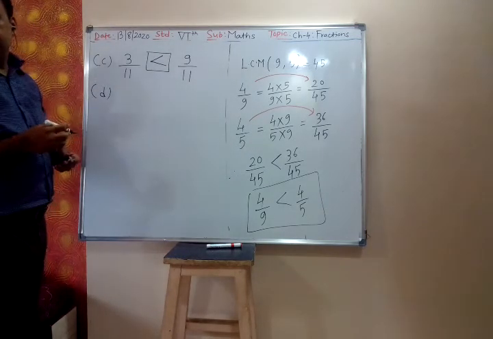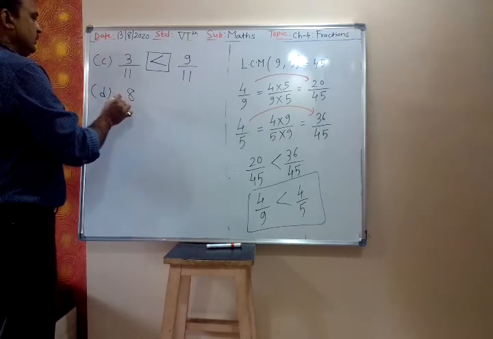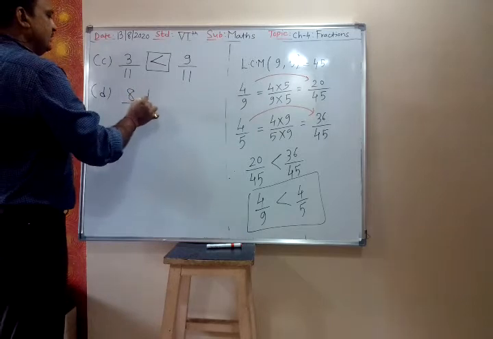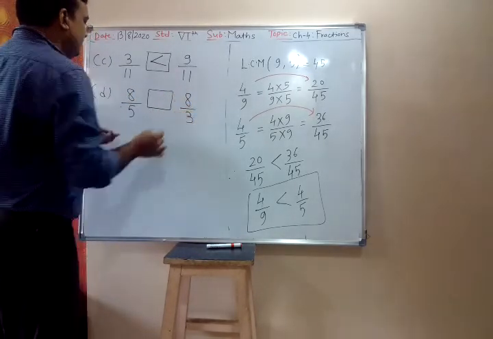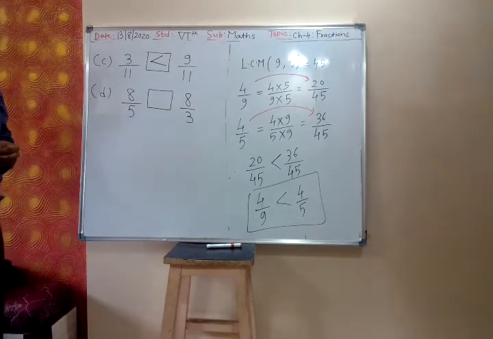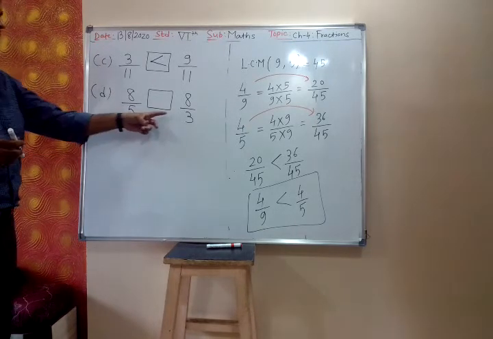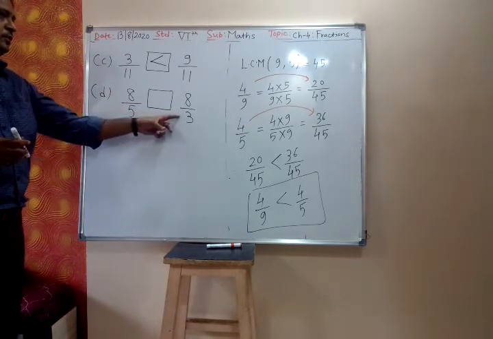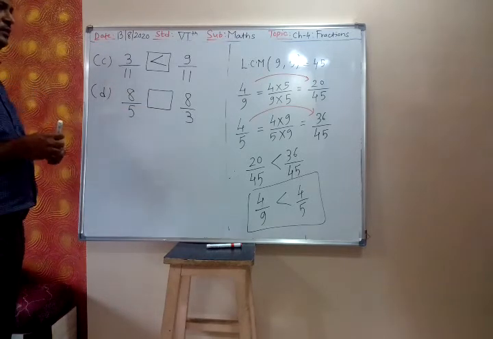Then next, fourth, 8 upon 5 and 8 upon 3. Same thing, 8 upon 5 and 8 upon 3. They are not like fractions because the denominators are different. So to compare, I will first convert their denominators to be equal.